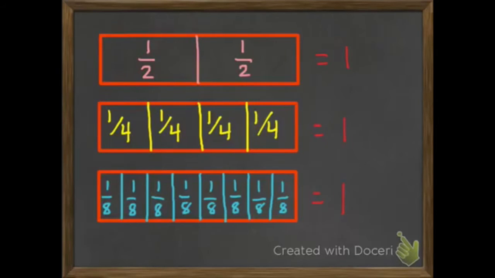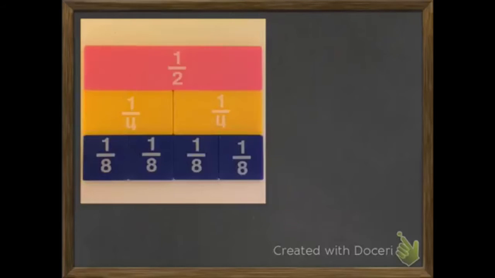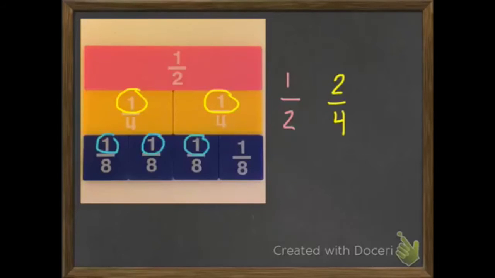For the next one, I'm going to take just half of this picture. And I used blocks because I'm tired of drawing all those little pictures. So I've got just 1/2. Then I've got 2/4, and 4/8. And you'll notice that all of these are the same length. They all take up the same amount of room.